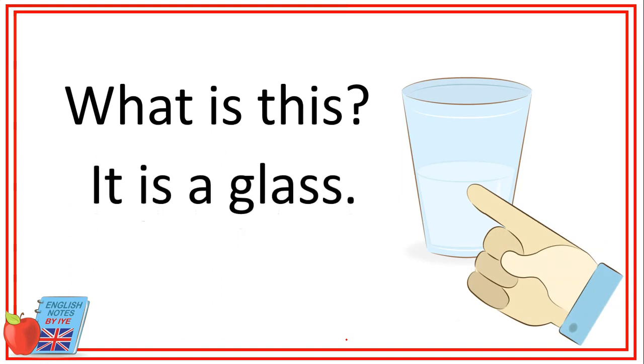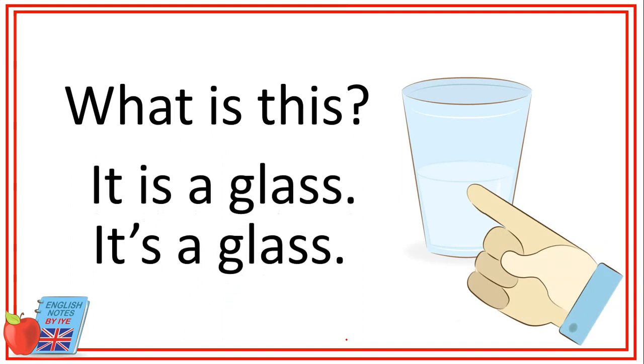Responderíamos, it is a glass or it's a glass. Ahora, pongan atención, estamos utilizando la palabra what porque estamos preguntando por un objeto. Utilizamos la palabra this porque ese objeto está cerca. Y utilizamos el verbo to be is porque el objeto es singular.